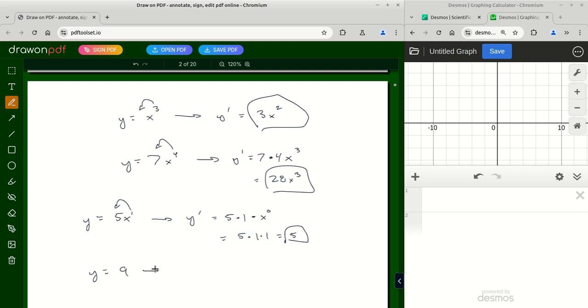Now, what if you have just a number without any x's? What's going on is that this is 9 to the 0. Now this is where it gets a little funky, okay? But it still works.